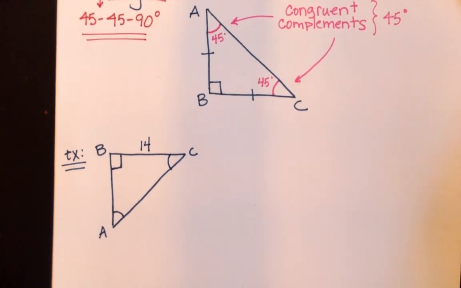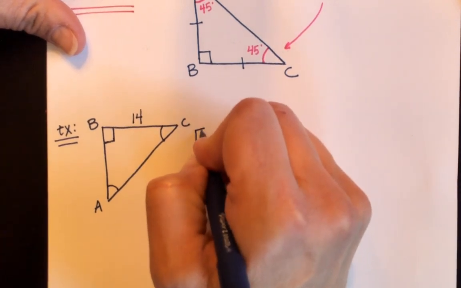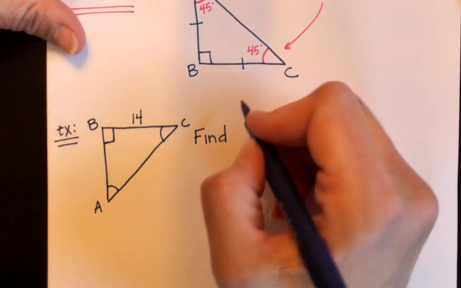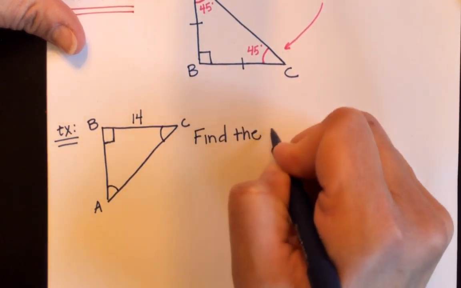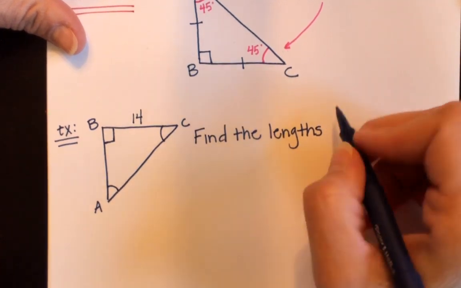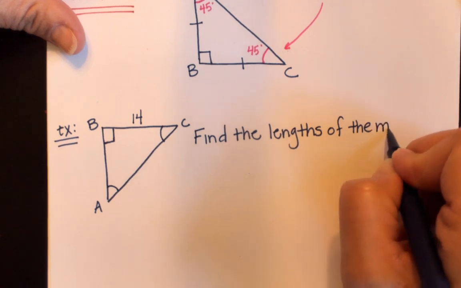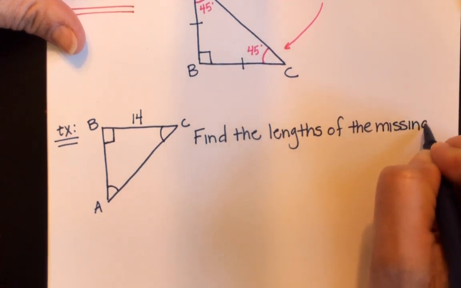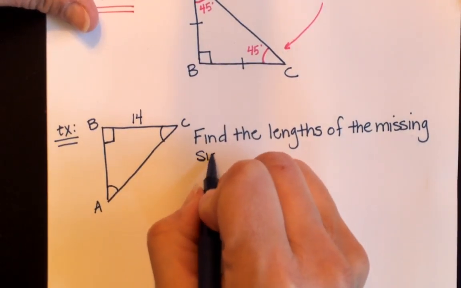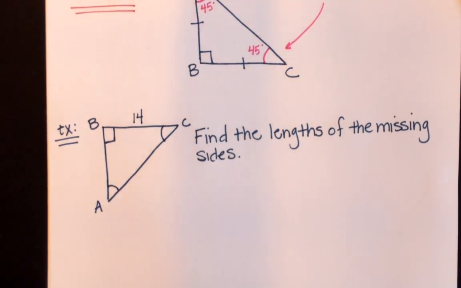Now, the question that they're going to want us to answer is not just to find one side, but we want to actually find the lengths. And as I write, you should be writing as well. And if you are watching this because it's taped, you can always pause and catch up. So we want to find the lengths of the missing sides.